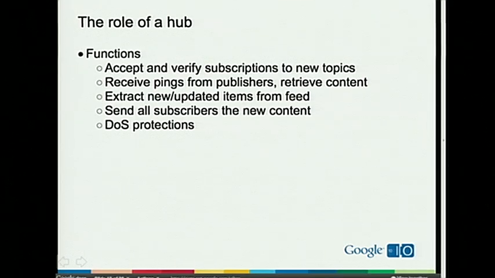So let's talk about this magical hub that seems to make this so easy. The hub has a few functions. It accepts and verifies subscriptions, like I just described. It receives pings from the publishers and retrieves new content. That was the how-to for publishers. It extracts new and updated items from the feed, or sends the whole feed, depending on how it's implemented. And then it sends all the subscribers the new content, so it does the fan out, right? It also has some DOS protections built into it to make sure that subscribers don't get overwhelmed and publishers don't get DOSed and all that kind of thing.